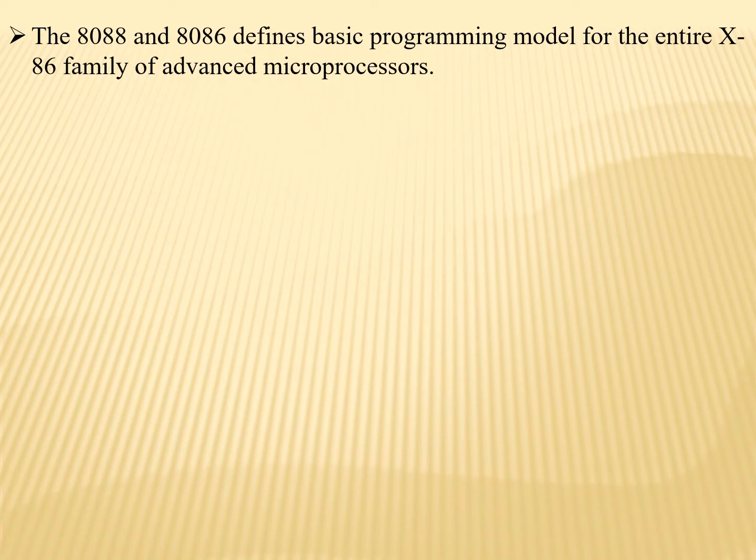The 8088 and 8086 define the basic programming model for the entire x86 family of advanced microprocessors. As we know, 8086 was the first 16-bit advanced processor developed by Intel. So when the programming model of 8086 was designed, this became the base model for all the microprocessors that were generated later. The advanced microprocessors are 80286, 80386, 80486 and 80586.